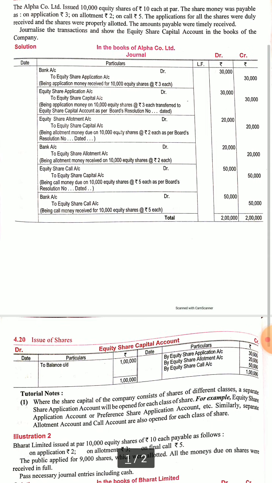This is the process. Let's see how to make the equity share capital account. So the equity share capital account will have a to balance c/d of 1 lakh, and all the application money, allotment money will be transferred to the equity share capital account. So if all the shares are fully paid up, then the whole capital will be credited by these three items, and we will get the to balance c/d at last.